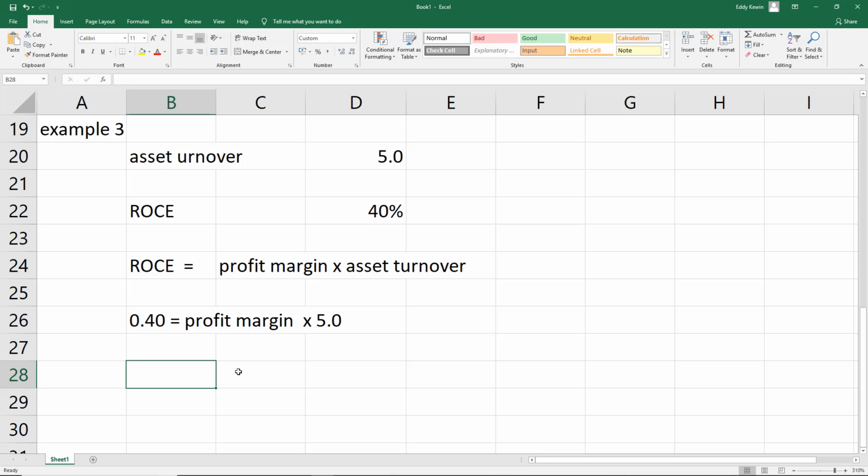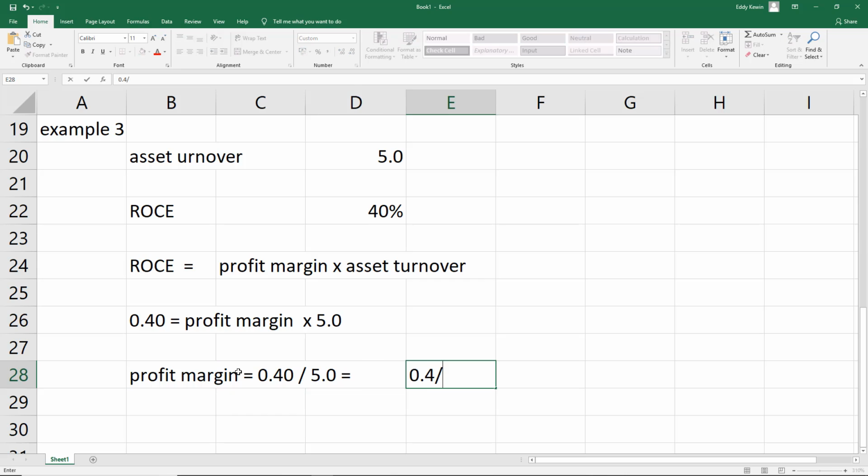What that now means is my profit margin will equal 0.4 all divided by 5. That means that my profit margin comes in as, if I take 0.4 and divide it by 5, it gives me a number of 0.08. That 0.08 is, if I convert that into a percentage, 8%. So my profit margin comes in as 8%.